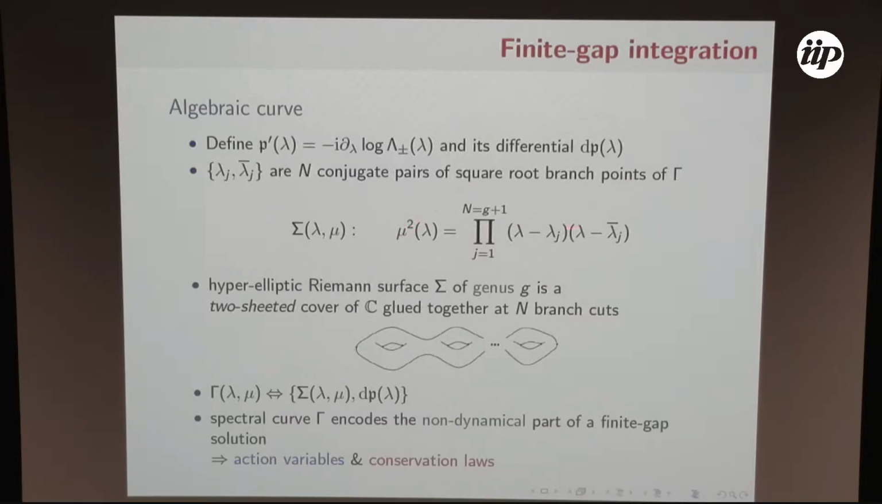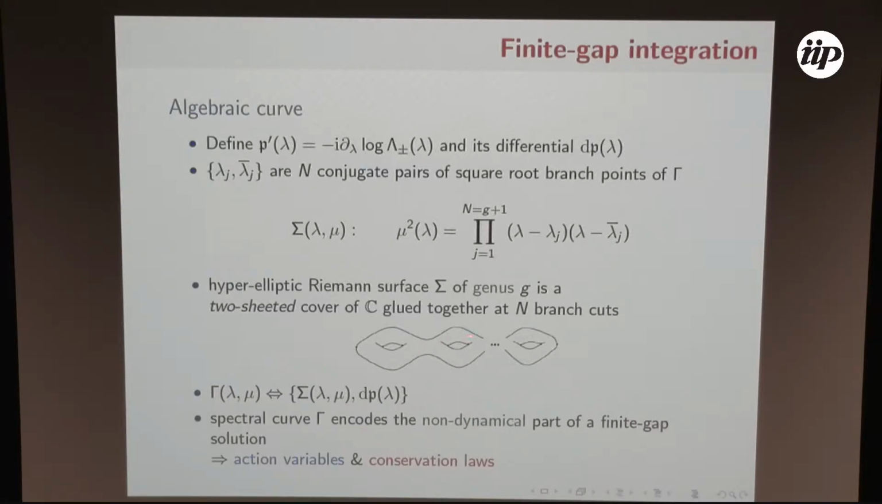So mu square of lambda is some finite degree polynomial of lambda. In particular, this is a hyperelliptic curve. What is nice now is that if I have a hyperelliptic curve, I can always see it as a hyperelliptic Riemann surface of some finite genus G. And then basically the game you play is, you have this surface equipped with this differential, and with this construction you can classify the complete space of solutions.